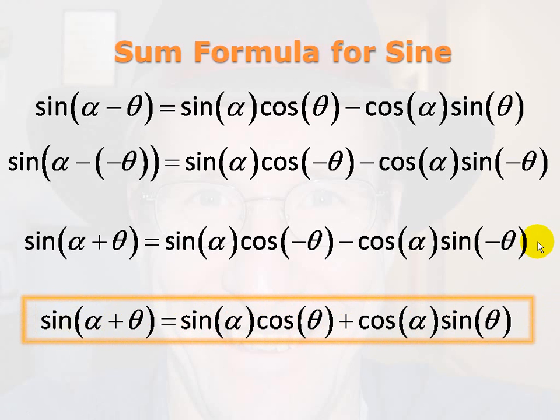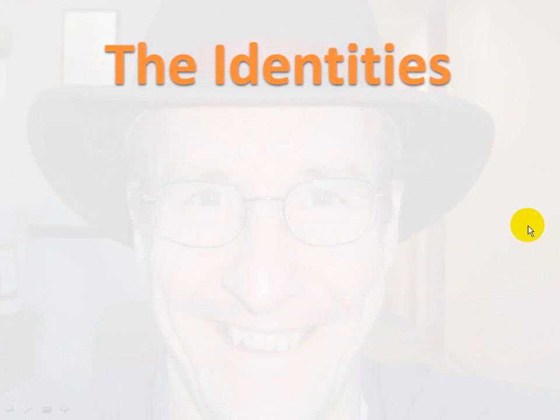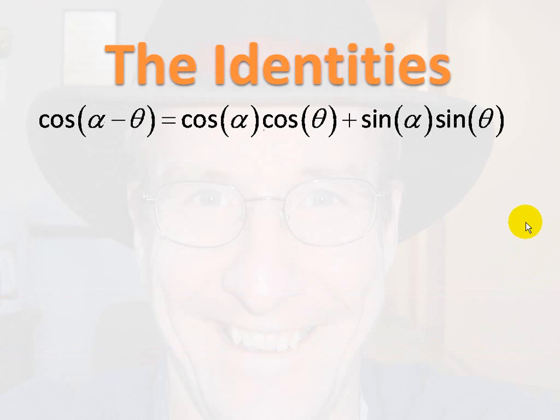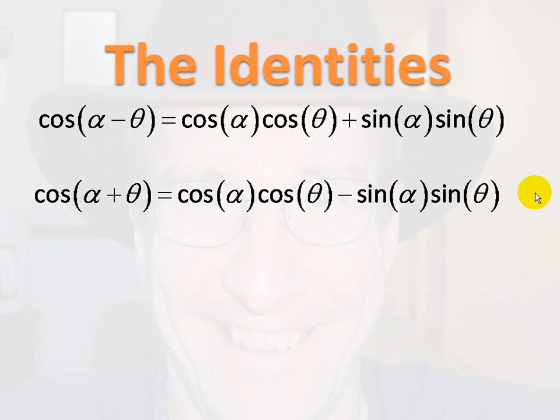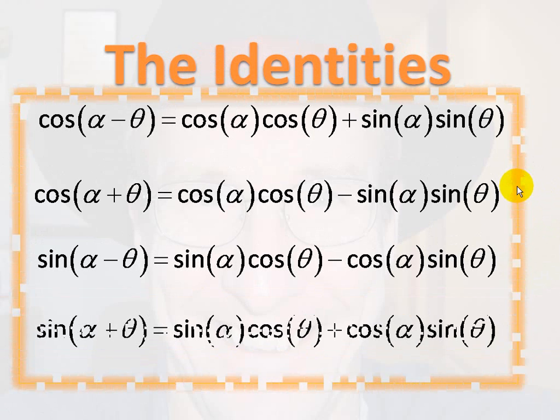Now, let's look at a summary of the identities. First of all, we have the cosine of a difference of angles, the cosine of a sum of angles, the sine of a difference, and the sine of a sum of angles.